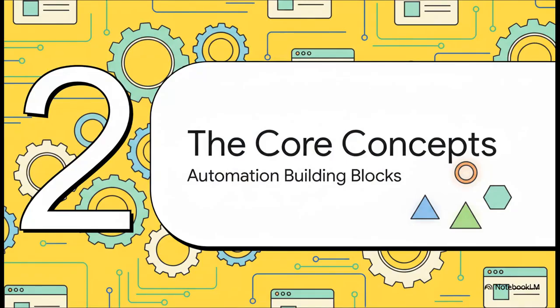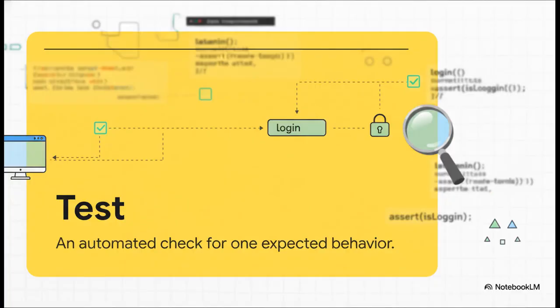Okay, to really get started, you only need to wrap your head around 3 fundamental ideas. Seriously, that's it. Think of these as the absolute essential building blocks for any test you'll ever write. Once these click, you'll be able to look at almost any script and know exactly what's going on. First up is the test. So simple. A test is just one single automated check for one specific thing. For example, a test could be, when I click the login button, do I get to the login page? It has one mission and one mission only.